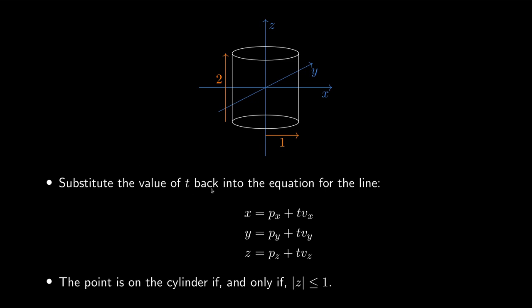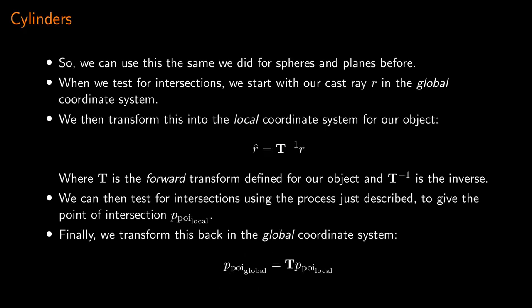And then once we've got our value of t, we substitute the value of t back into the equation for the line that we had by that expression, and then the point is on the cylinder if and only if the absolute value of z is less than or equal to 1. So that's really pretty straightforward. And just to recap, we use the same technique with the transforms as we use for spheres and planes before.